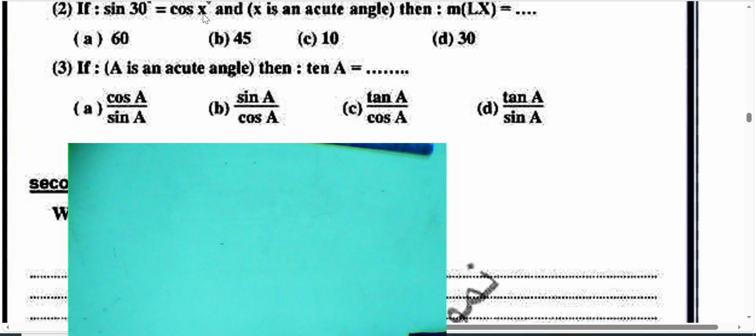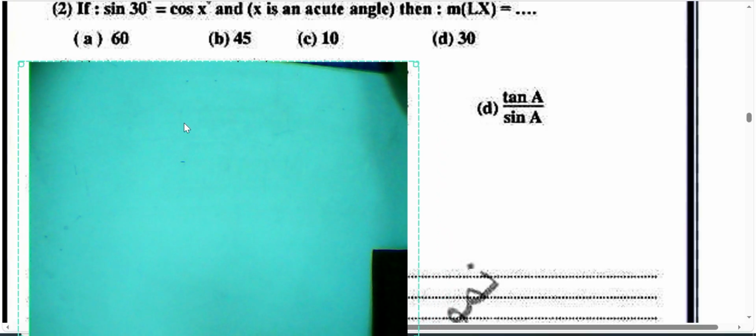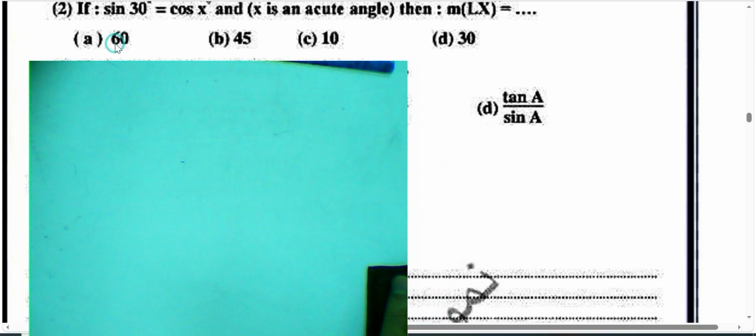Next question. If sine 30 equals cosine x, then the measure of angle x will be 60, because 30 plus 60, we call them complementary angles. The summation of them equals 90 degrees. Then the measure of angle x will be 60. Choose letter A.